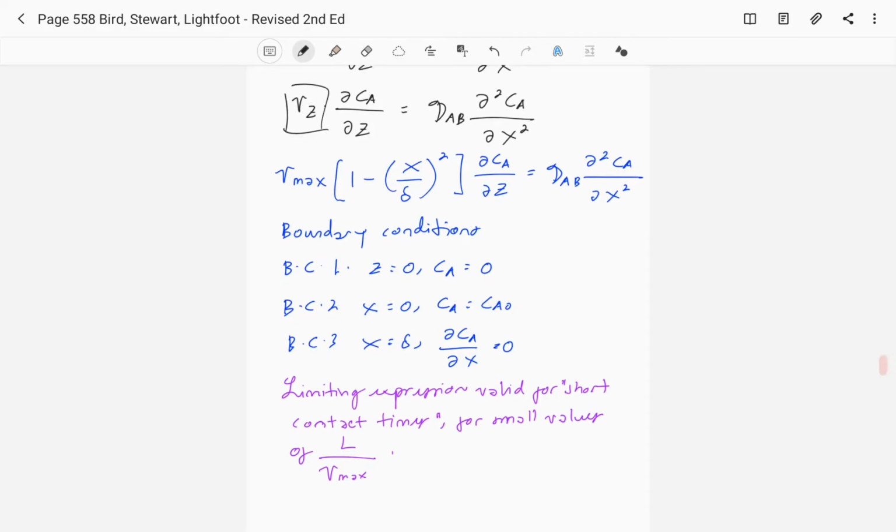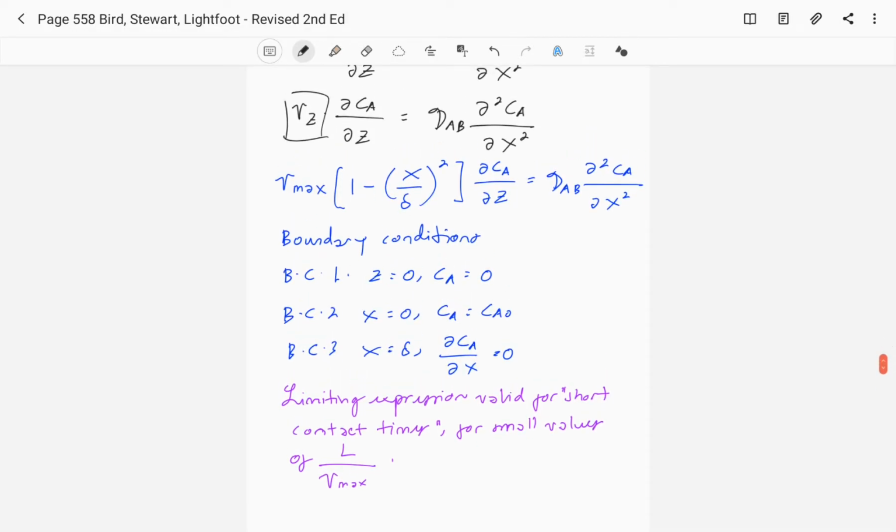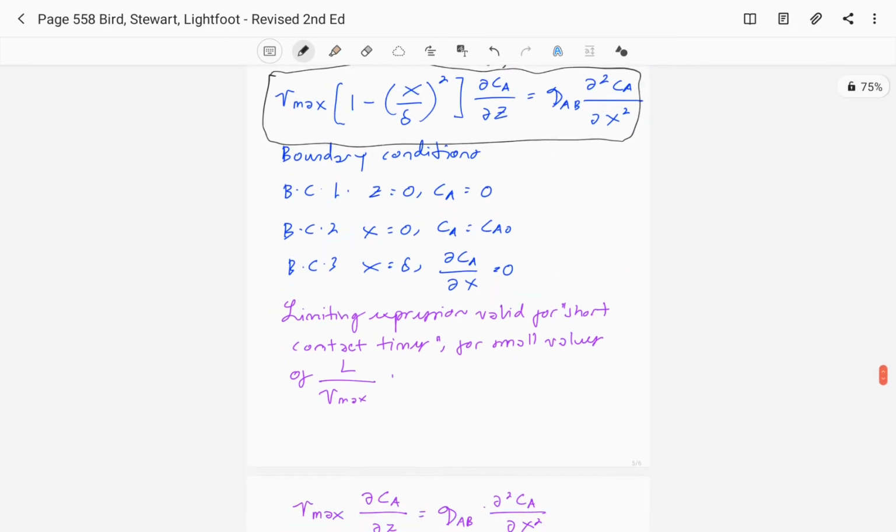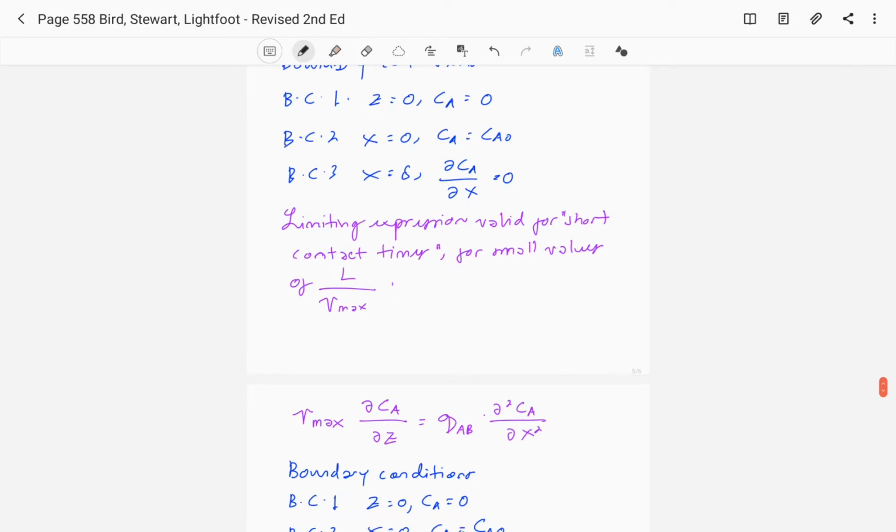Okay, on the second part of the video, we will discuss following the first one. For these equations, basically expressing the complete analytical solution. If we solve this PDE, we can get the analytical solutions for the whole problem in terms of the infinite series. But in this case, we are only interested in getting the limiting expression that is valid for short contact times, for small values of L divided by Vmax.